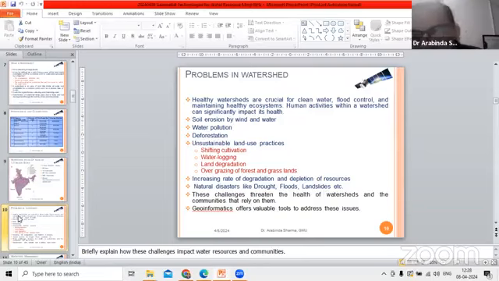And all these things basically threaten the health of our watershed, because in a watershed, the water that is flowing should flow naturally. There should not be any kind of hindrance.